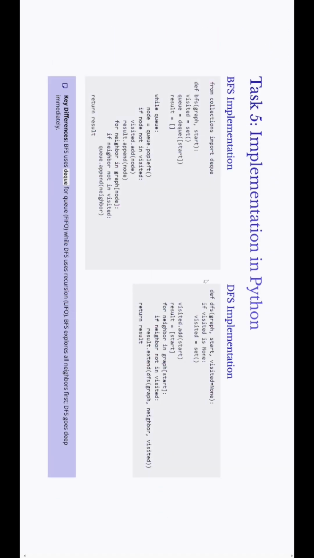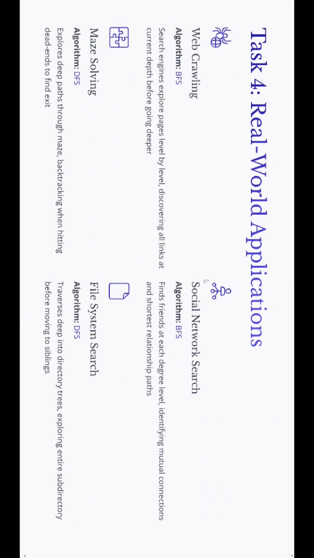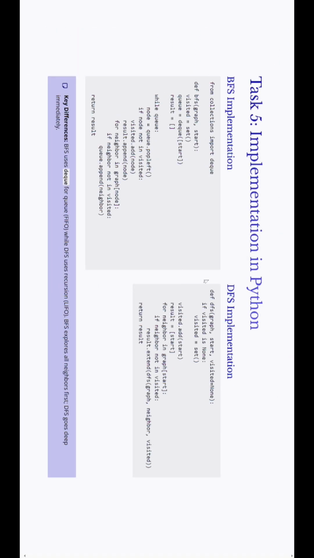Now I will explain the implementation part of this assignment. First, let's talk about the BFS function. In BFS, I used a queue data structure. The starting node is added first, then nodes are removed one by one from the front. Their neighbors are added to the queue. This ensures that nodes are visited level by level.